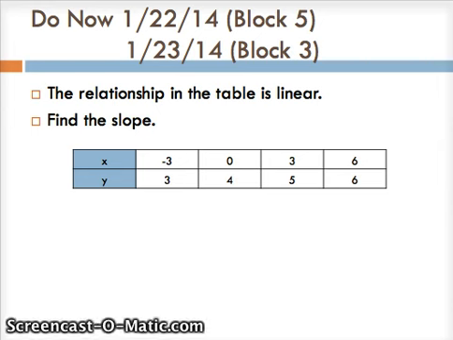Okay, so we know that the relationship is linear. What does that tell us? Ben? No. That it stays in a straight line. What else does it mean? Caden? There's a linear equation that can be written. Yes.